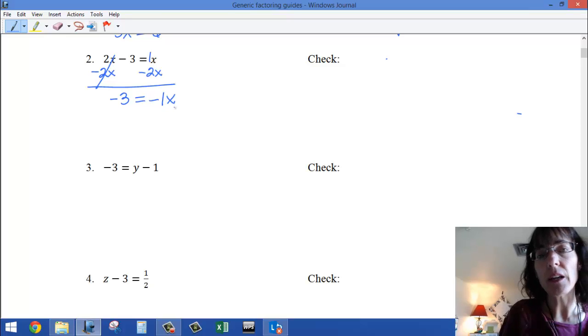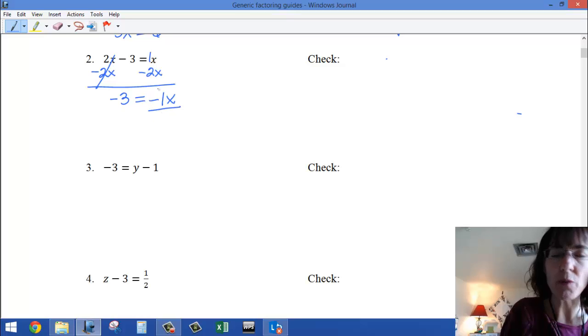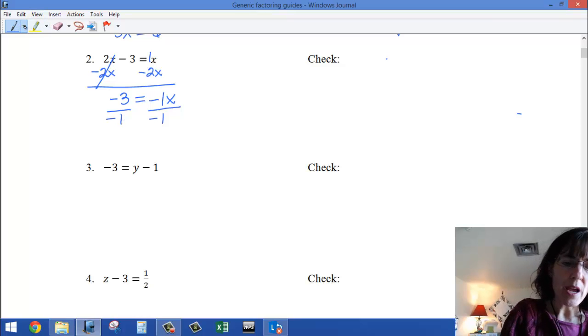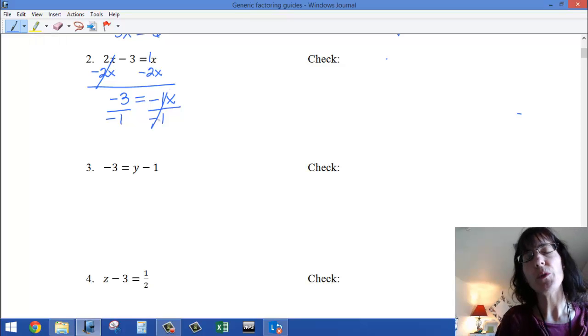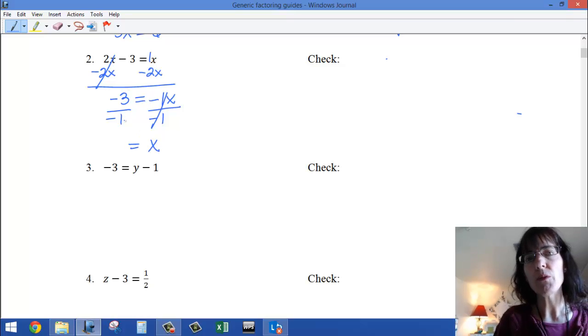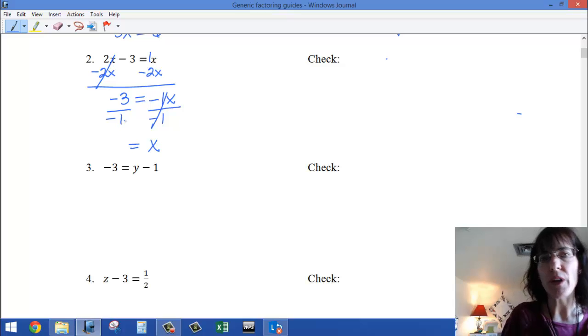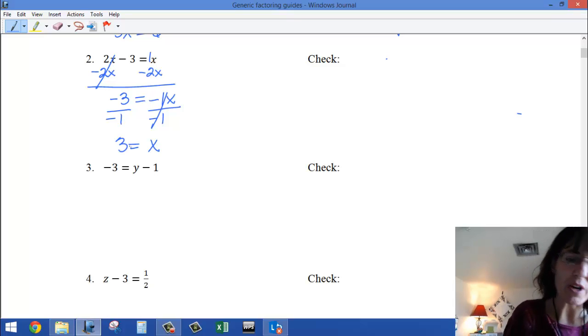The last thing, again, I want to get the x by itself, so I'm going to divide both sides by whatever the coefficient is, which in this case is a negative 1. So divide both sides by negative 1. And on the right-hand side, my negative 1's reduce to a positive 1 because I'm dividing something by itself. And so I'm left with x equals negative 3 over negative 1. And so that is negative 3 divided by negative 1, and it's a negative divided by a negative, so it comes to a positive 3.